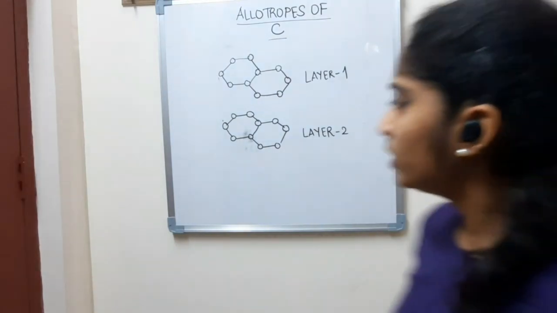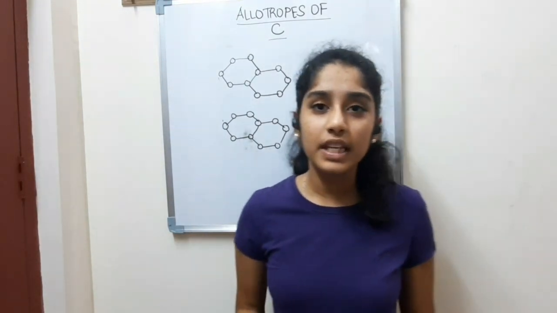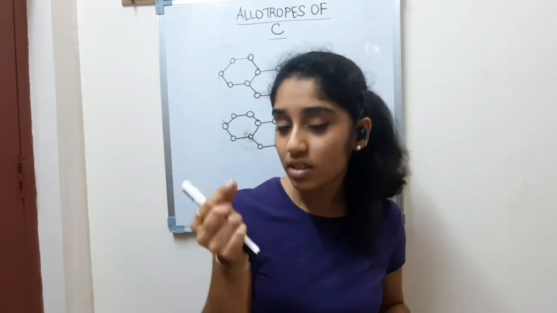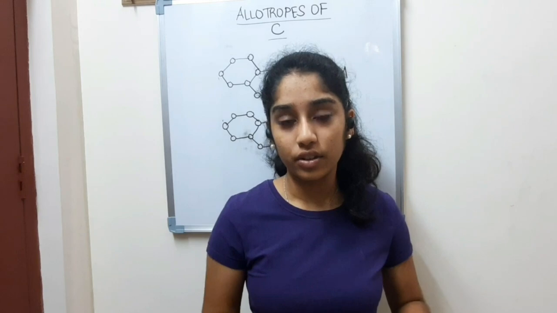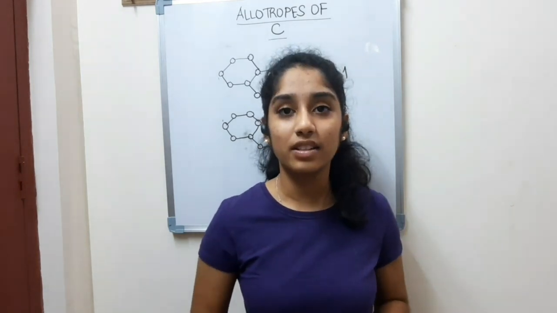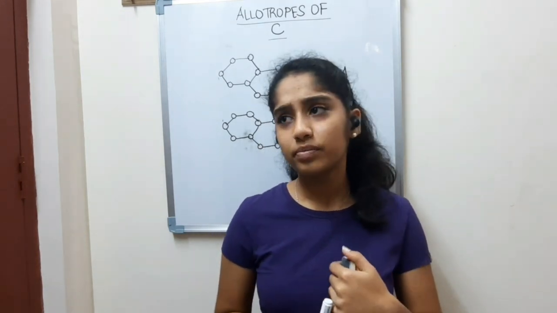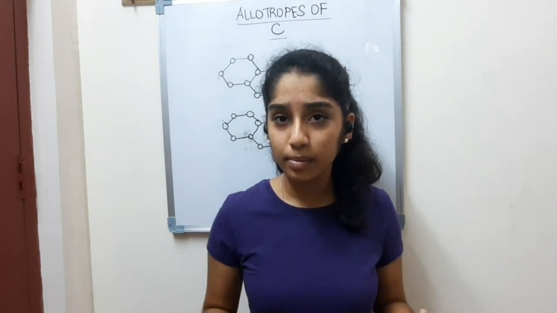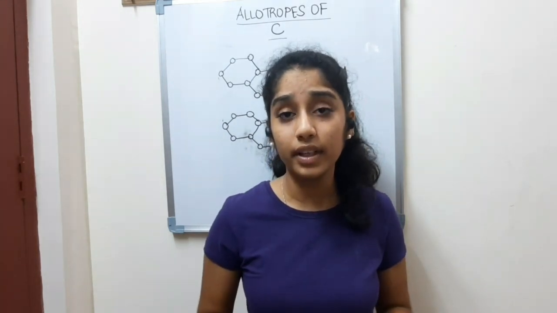So today we'll be seeing the allotropes of carbon, as requested by some of you. So let's get started. From day-to-day life, we have seen different forms of carbon like coal, diamond, and also those pencil leads that are available in pencils. So these different forms of carbon are called allotropes of carbon.